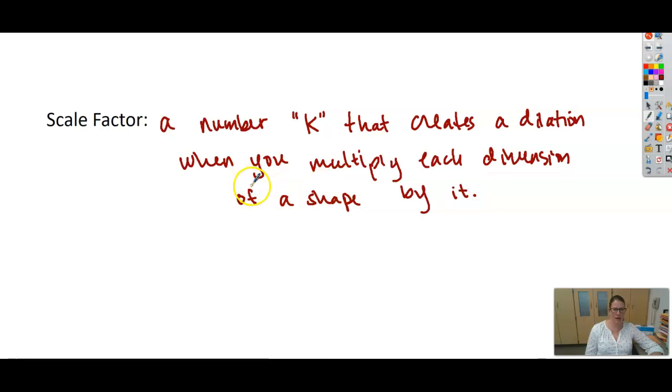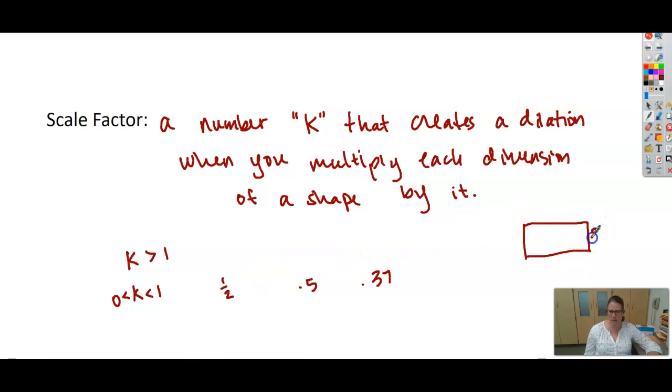Okay, so if K is greater than 1, it's going to be an enlargement, right? It's going to get bigger. If K is between 0 and 1, like 1/2 or 0.5, well, those are the same, 0.5, 0.37, it's going to get smaller. Every dimension, meaning if I have like a rectangle, this dimension is 2, this dimension is 7. If my scale factor is 3, I would multiply each dimension by the scale factor of 3, and it would get bigger. If it were 1/2, I would divide each of them by 2, or times them by 1/2, same thing, and it would get smaller.